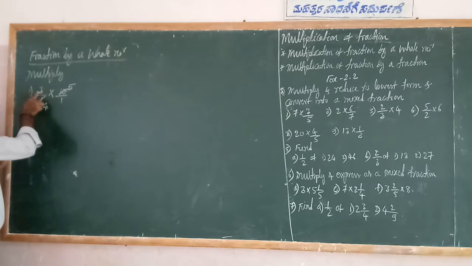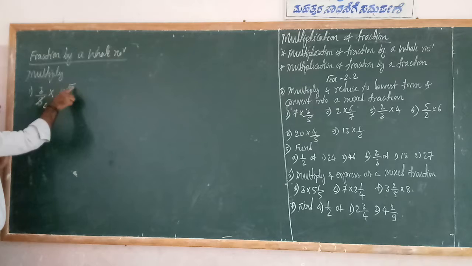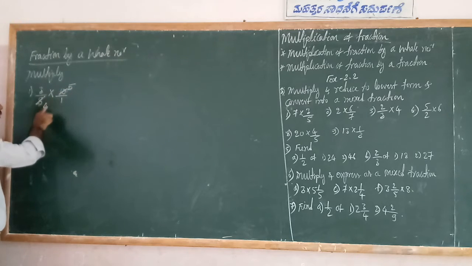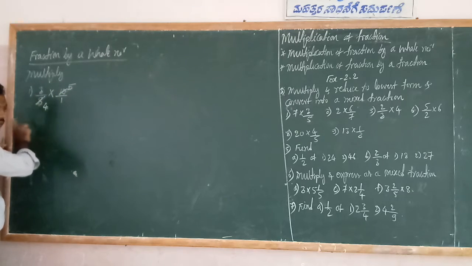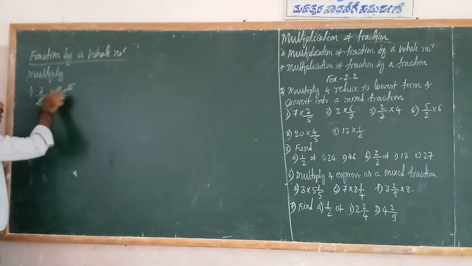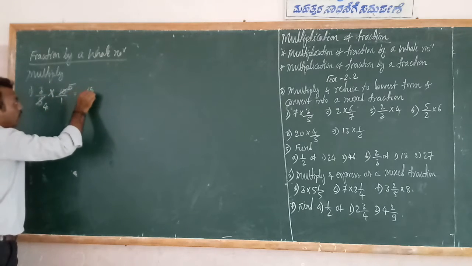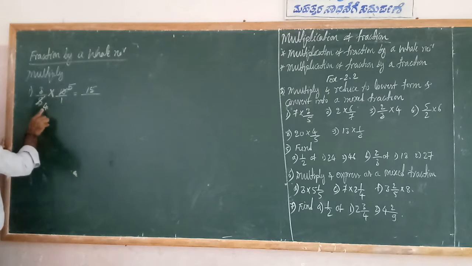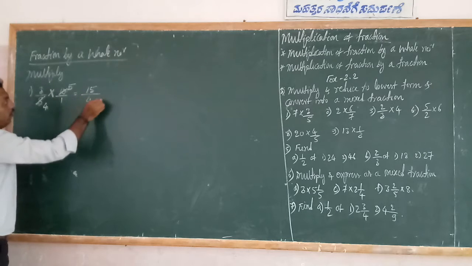So in the numerator here 3 is there, here 5 is there, here 4 is there. Is 5 or 4 going into anything? No. 3 and 4 also do not go. So now 3 and 5, what do we have to do? Multiplication, because 3 is a numerator and 5 is a numerator. Therefore you have to multiply that. 3 5s are 15, upon 4 into 1, which is 4. 15 by 4. That's all.